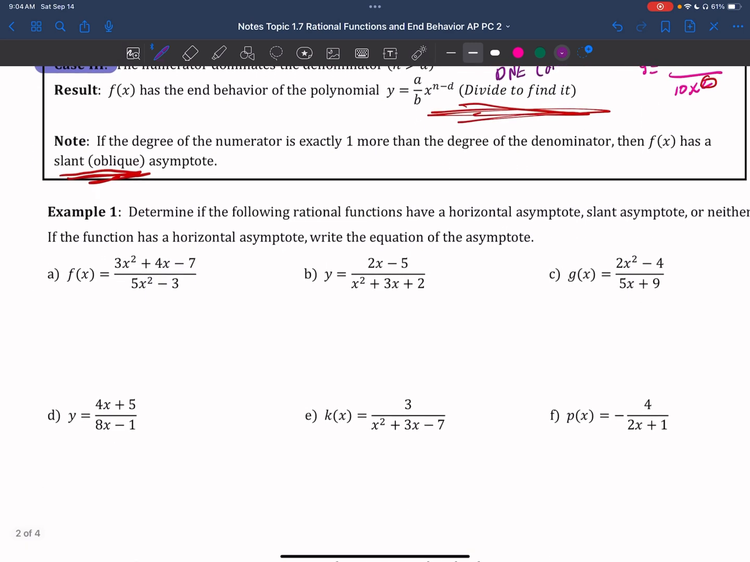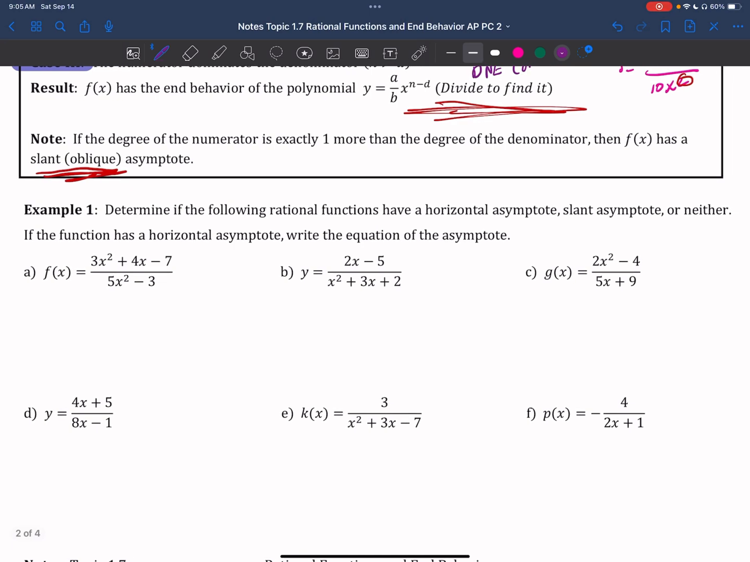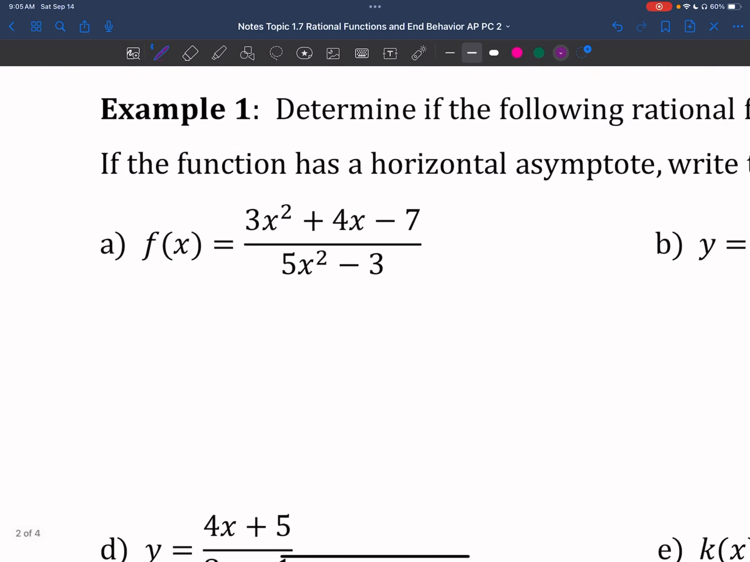Okay, let's look at some examples. Example number 1 says determine if the following rational functions have a horizontal asymptote, slant asymptote, or neither. If the function has a horizontal asymptote, write the equation of the asymptote. So I'm going to go fairly quickly over these. First, I'm going to look at the degree of the numerator and the denominator and then compare them.